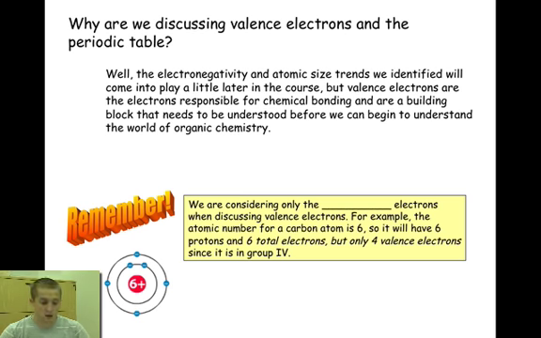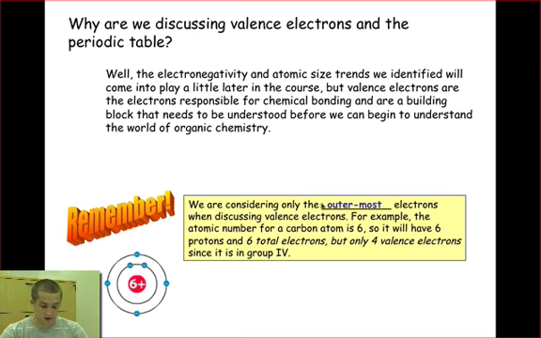Valence electrons are important in chemical bonding. They take part in chemical reactions, and in order to begin to understand organic chemistry, we need to first understand the valence electron trends. So just as a reminder, we're discussing the outermost electrons when we speak of valence electrons. So for example, a carbon atom, which has an atomic number of 6, meaning it has 6 protons and 6 total electrons, it's a group 4 element and therefore has only 4 valence electrons. So that's a very key point to realize when we're speaking of valence electrons.